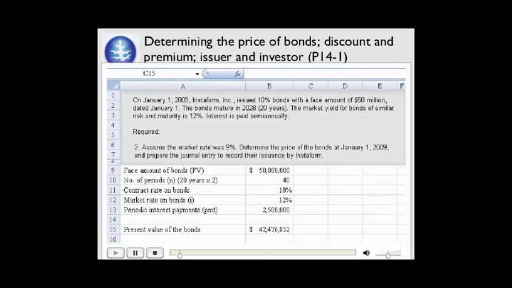Okay, next we'll tackle the second requirement, which is assume the market rate was 9%. And the answer you have on the screen is the answer to the first requirement when the market rate was 12%. So the only thing we need to change is this number right here. We change that 12% to 9%. Everything will calculate just fine. And down here, as you watch the $42,476,000, as soon as I hit enter, that will switch to $54,600,396.